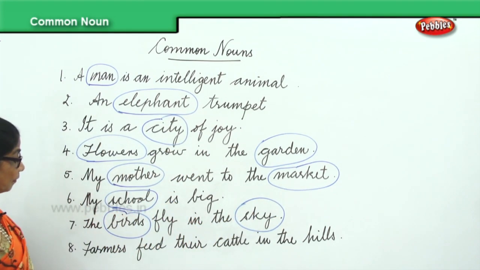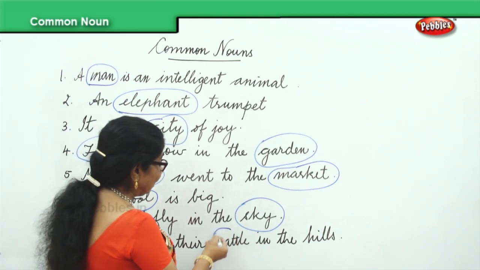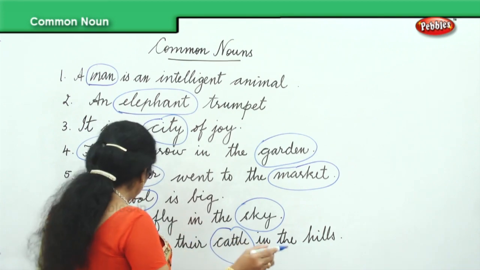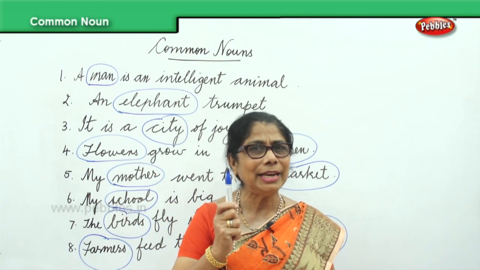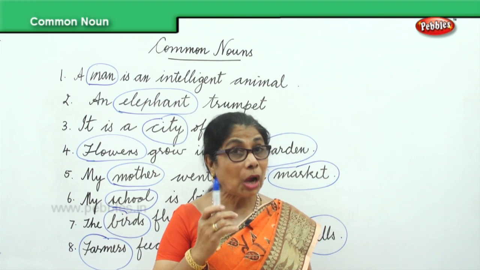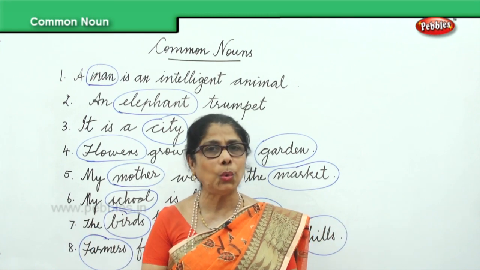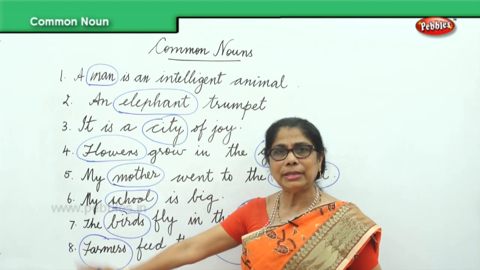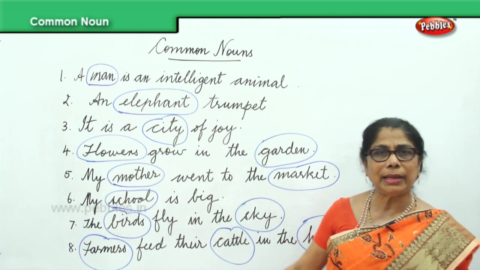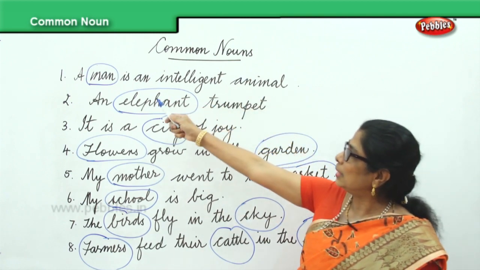And finally, we have farmers feed their cattle in the hill. Farmer. All farmers. Any farmer. Okay? Farmer. Then cattle. When you say cattle, it's all sheep, cow, everything together. Then we say hill. They didn't specify hill, any hill. Now we have a whole lot of, learn to identify common nouns. Common nouns are names of anything given as a whole, as a group. Now, any farmer, anybody who's working in the field, we call farmer. Now that's a common noun. Cattle, all the animals put together, cattle. Hill, any hill.